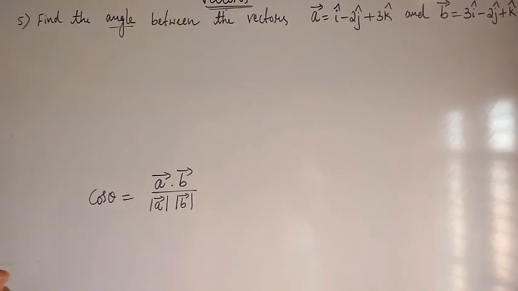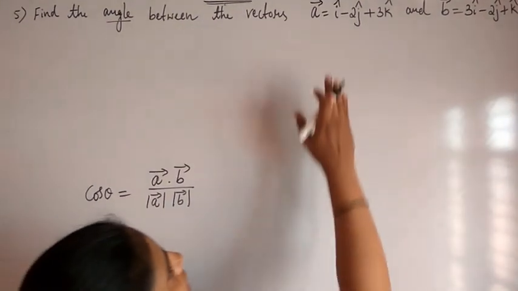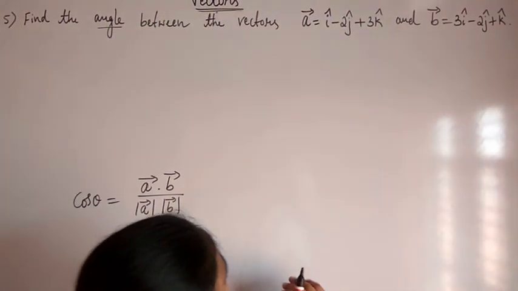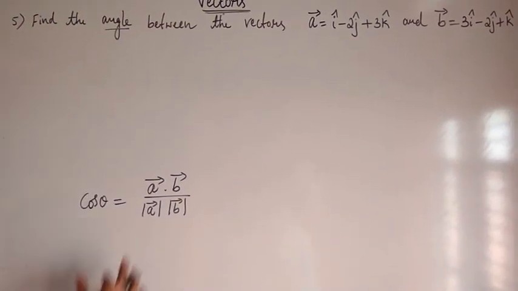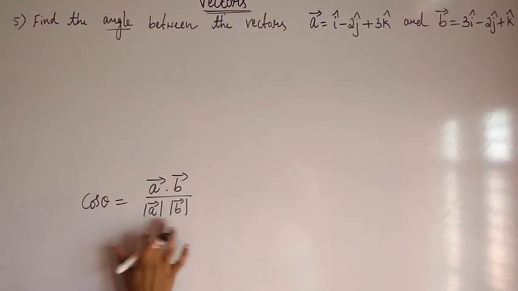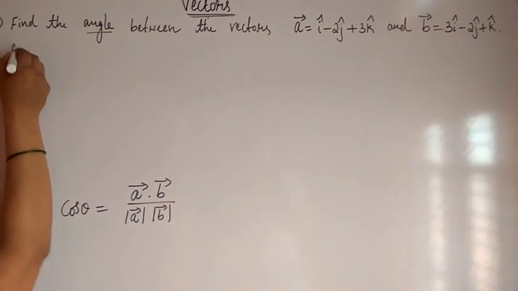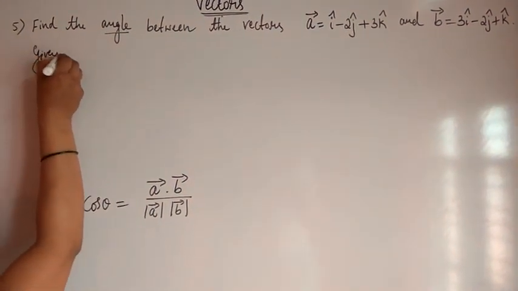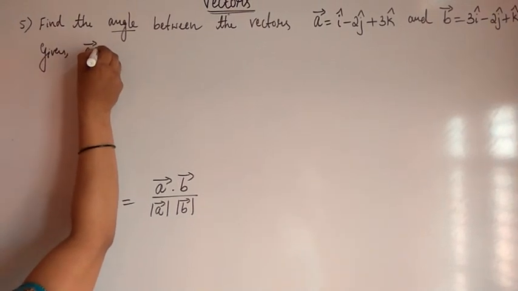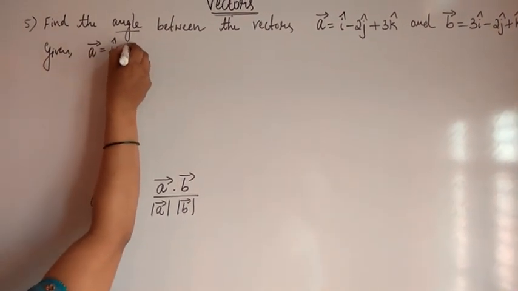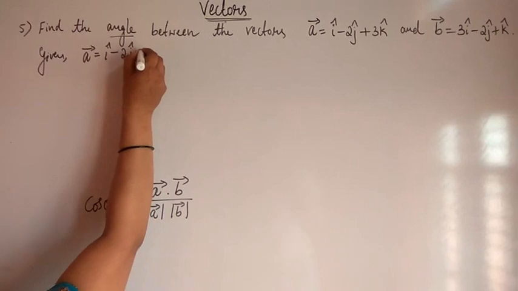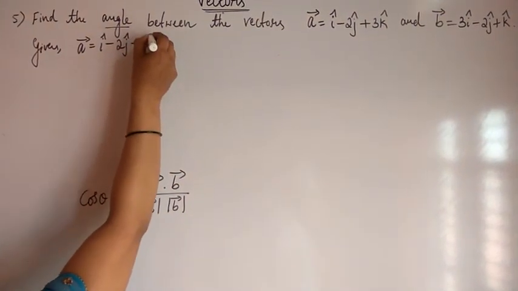In previous problems, they have given the values directly, right? But here there is no direct question. Here only the vectors in component form are given. So we have to find the values of the dot product and magnitude of each vector first. Okay. So first let us take the given vectors. Here vector A equals i cap minus 2j cap plus 3k cap.